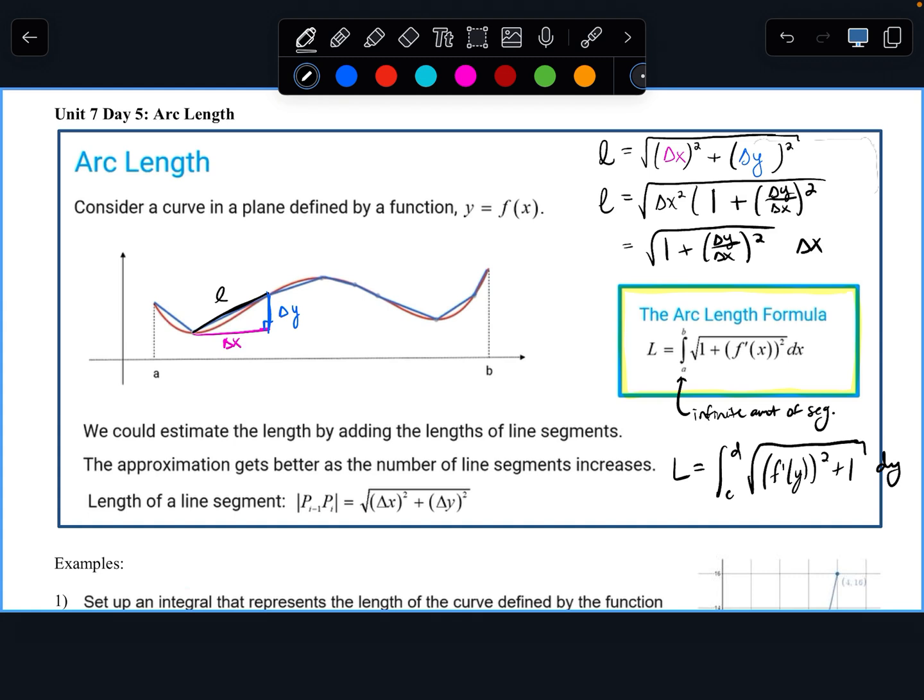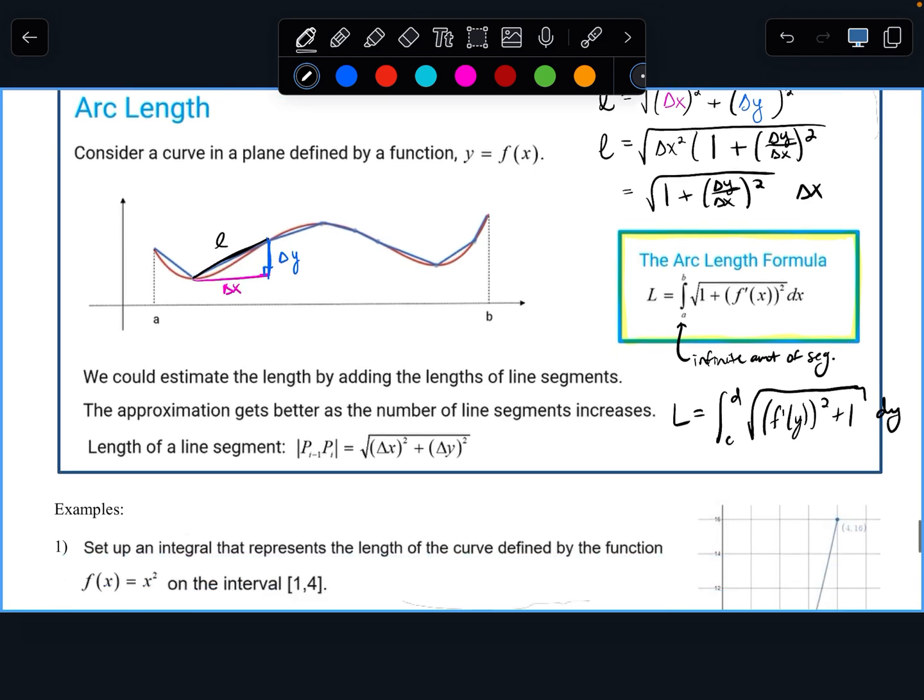The 1, again, the way you can remember it, is because you had to factor out the change in x, so you can use the derivative. That's how I remember it. So if that helps you, it helps you. If it doesn't, whatever, put it in your brain. Okay, that's the formula for it.